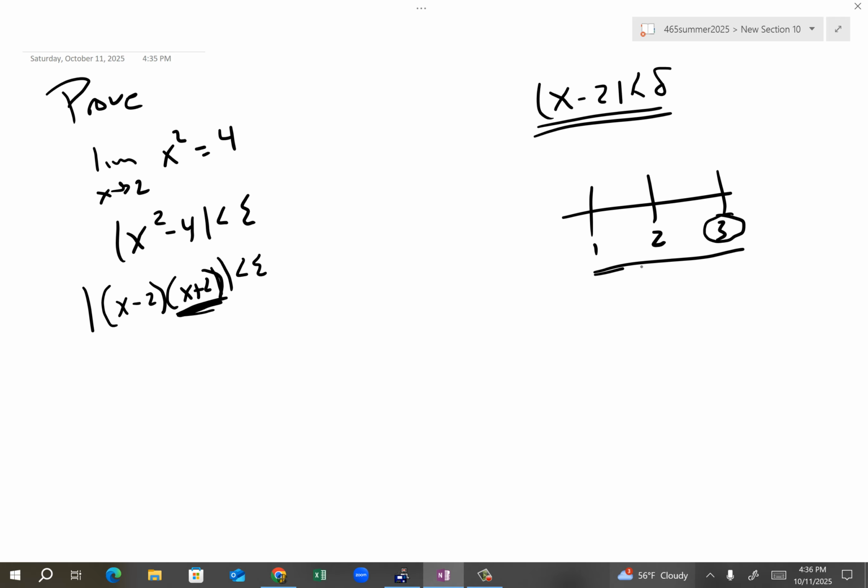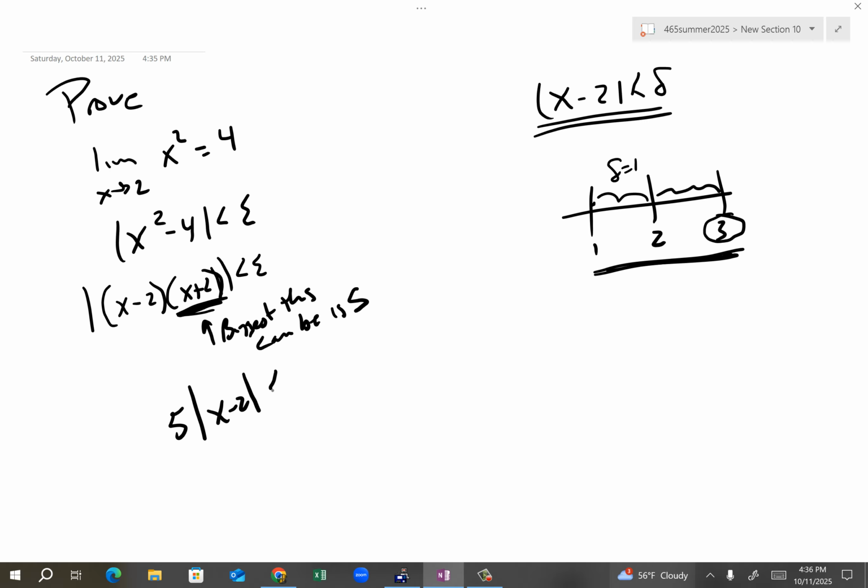If we allow our delta to go up to 1, then because our delta equals 1, we could get an x of 1, we could get an x of 3, on either side of 2, yes? So then the biggest this can be is 5. Make sense? So I'm going to have 5 times the absolute value of x minus 2 less than epsilon.